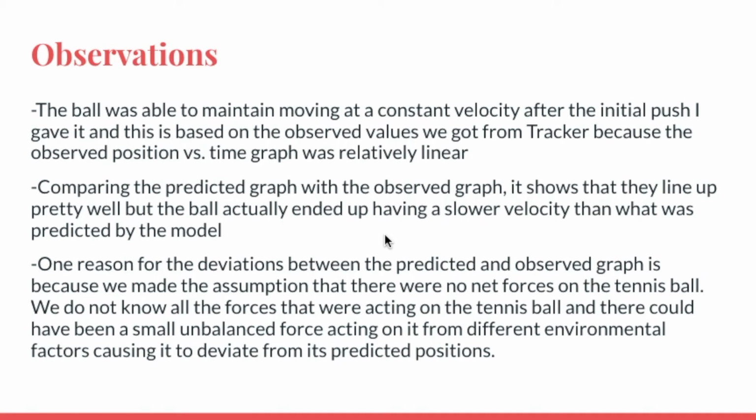One reason for the deviation between the predicted and observed graph is because we made the assumption that there are no net forces on the tennis ball. We do not know all the forces that were acting on the tennis ball, and there could have been a small unbalanced force acting on it from different environmental factors, causing it to deviate from the predicted position.